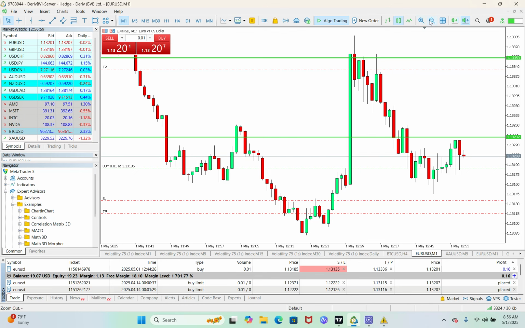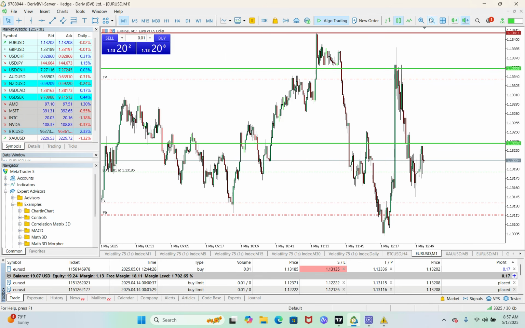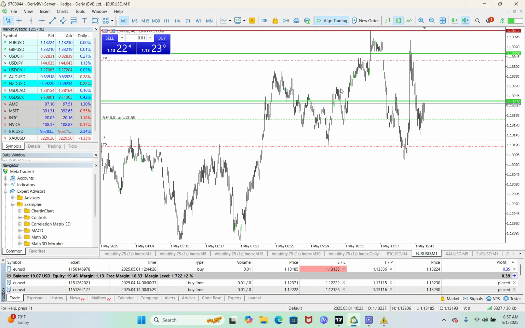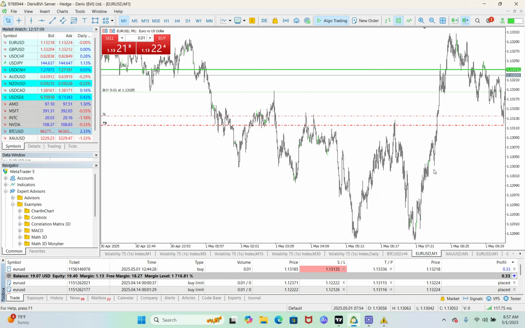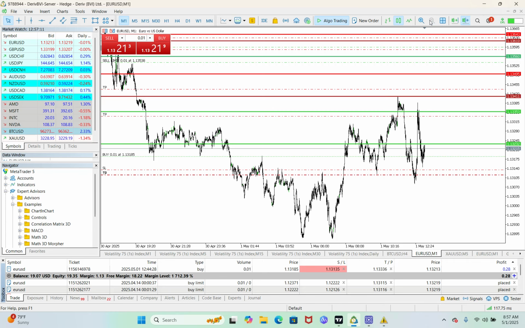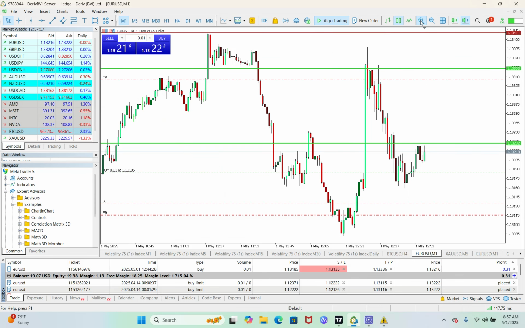So let's see if this was just a pullback of this era, to take the market further down, or if buyers want to change course and take the market further up. Who will win?